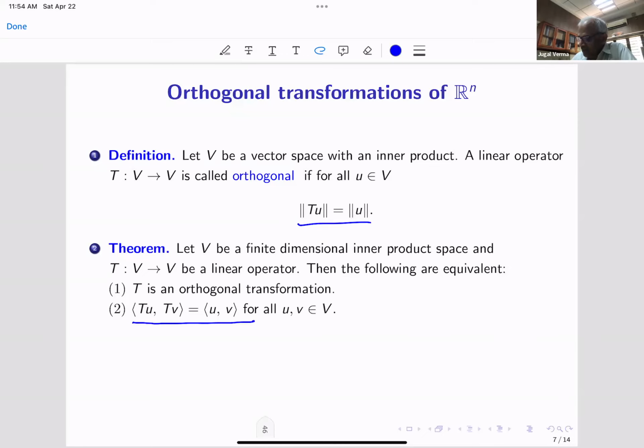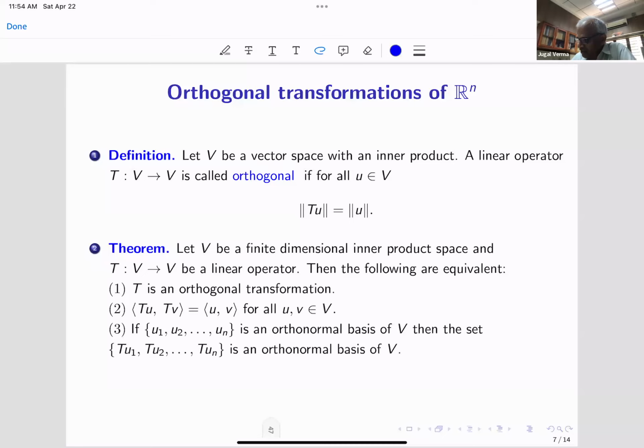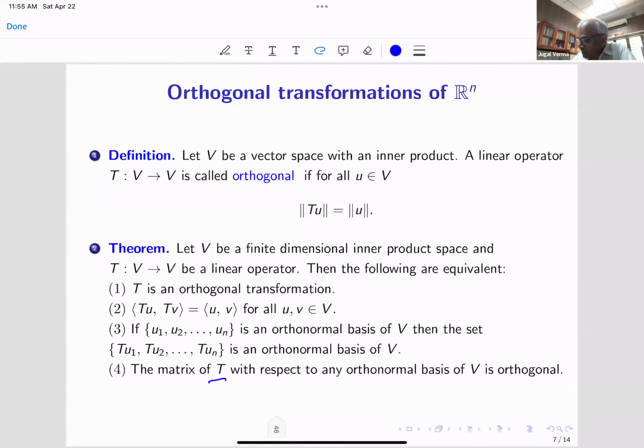Another way to test whether a transformation is orthogonal is to see that any orthonormal basis of V is mapped to an orthonormal basis. If the inner product is preserved, then angles are also preserved, because angles are defined using the inner product. So if angles and lengths are preserved, then it is clear that an orthonormal basis is also mapped to an orthonormal basis, and this is also a characterization. Then another way to test whether a transformation is orthogonal is by writing the matrix of T with respect to any orthonormal basis, and then it is going to be an orthogonal matrix.